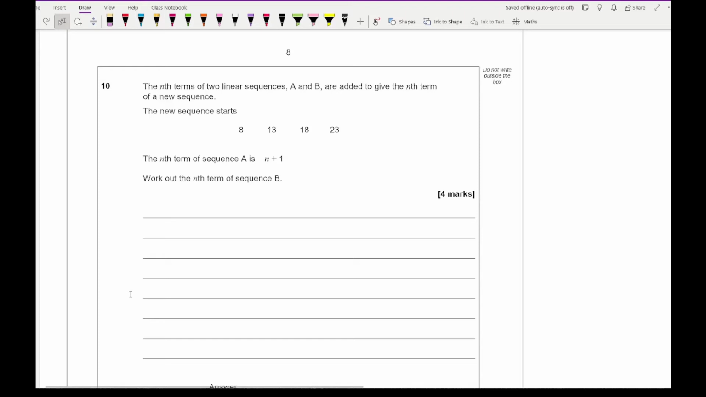The new sequence starts 8, 13, 18, 23. The nth term of the sequence A is n plus 1. Work out the nth term of the B sequence. Well, the nth term for this set of numbers, we can see that they're going up in fives. So the nth term for this is going to be 5n, and then what do we need to do to get from 5 to 8? Add 3.